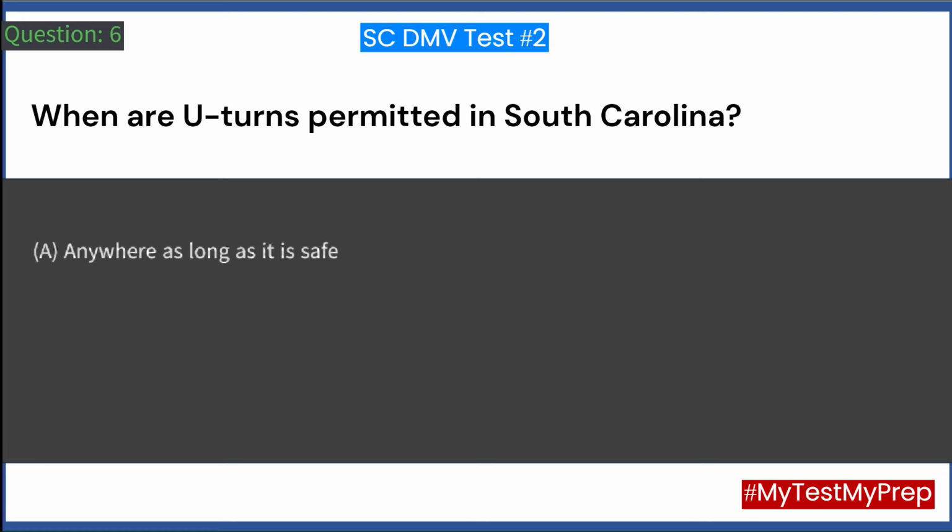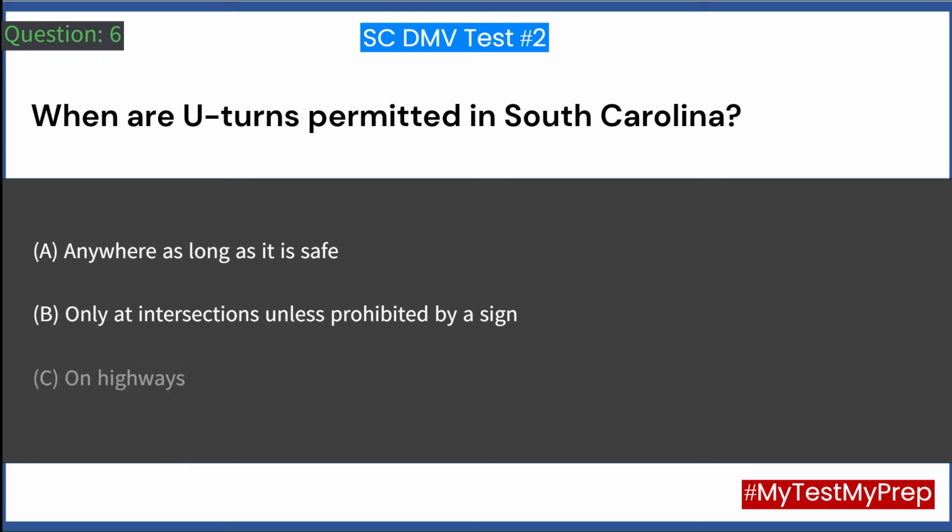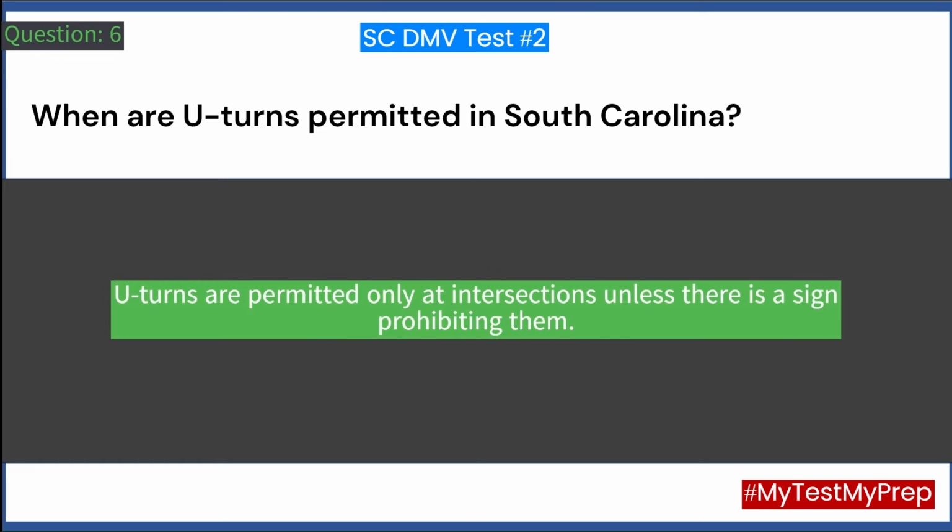A. Anywhere as long as it is safe. B. Only at intersections unless prohibited by a sign. C. On highways. Answer, B. U-turns are permitted only at intersections unless there is a sign prohibiting them.